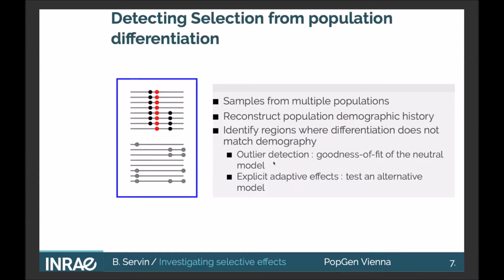To detect selection from population differentiation, we need samples from multiple populations. We need to reconstruct their demographic history. That has to do with this R, this residual that I was showing before, where if we want to avoid drawing false conclusions, we really want a good model for their neutral history. Then we can identify regions where this differentiation, which we can fit genome-wide, does not match this demographic history. Genome regions where the genome-wide history doesn't seem to fit, in the sense that they are outliers.